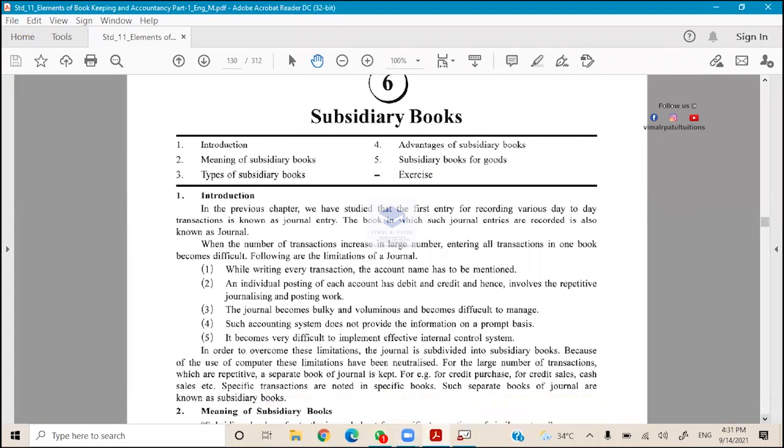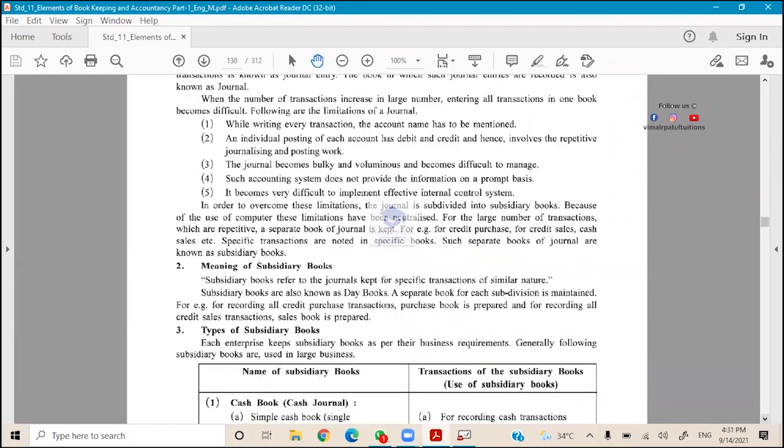Chapter 6, Subsidiary Books. Journal is considered to be the basic or primary book of accounting. Subsidiary books means part of journal. Subsidiary books are maintained for recording specific type of transaction.